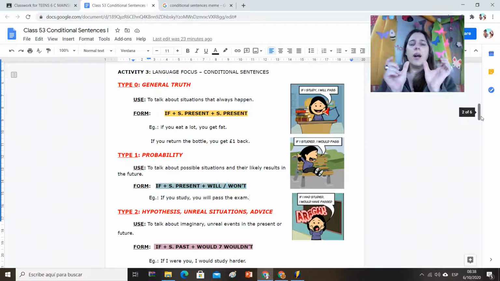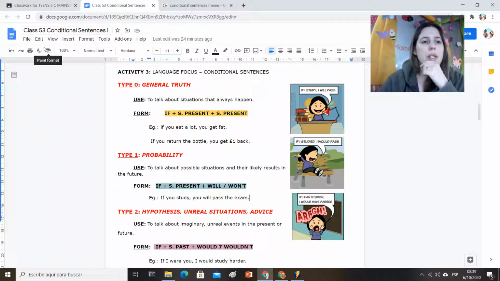Remember that the position, yes, can be changed. You can start with the simple present clause, if and simple present. So the clauses are interchangeable.